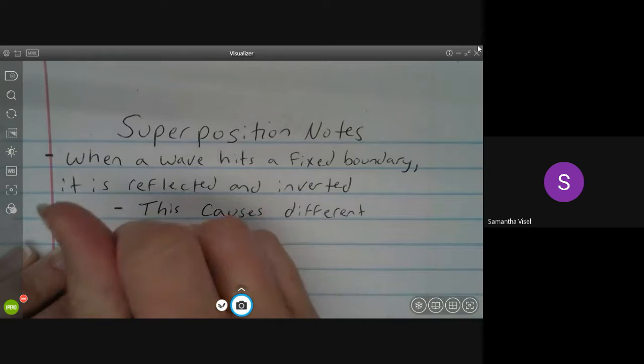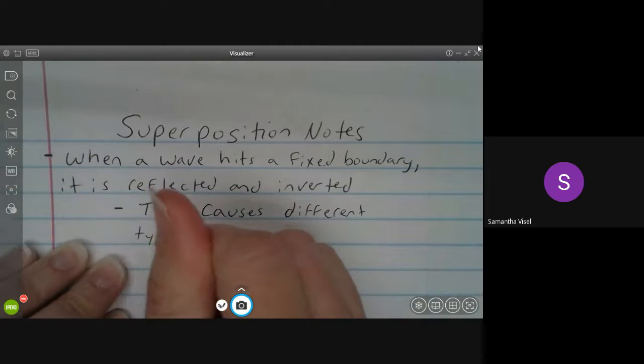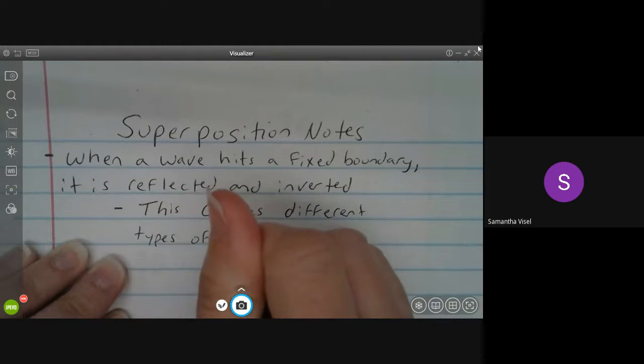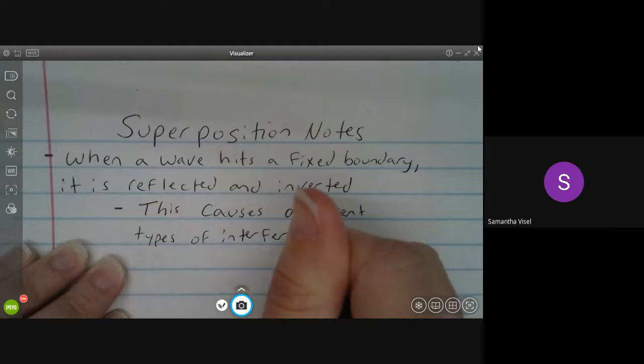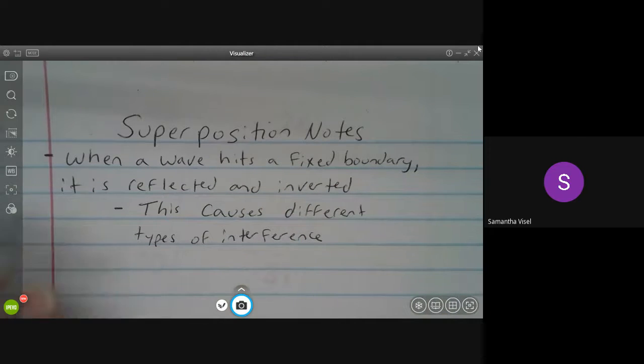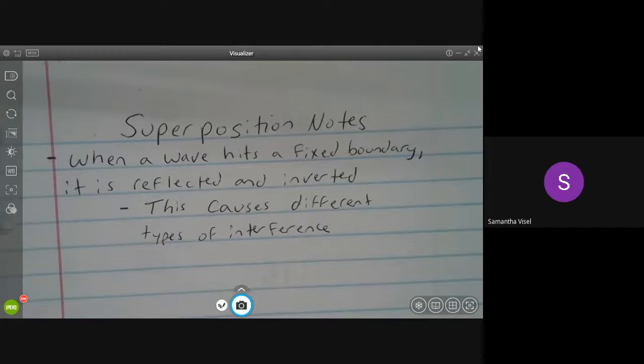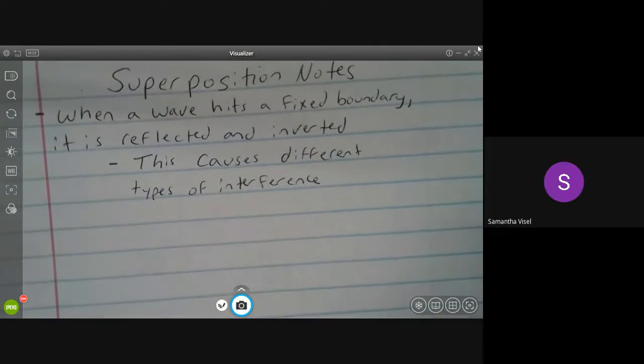What happens then when this occurs is that this causes different types of interference. If something is interfering with somebody else, they're getting in the way of them. And that's basically what's happening here. You have two waves that are getting in the way of each other.